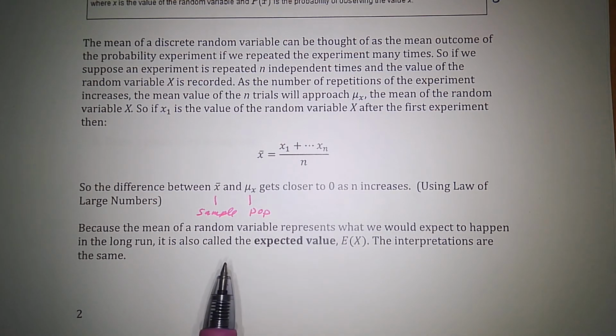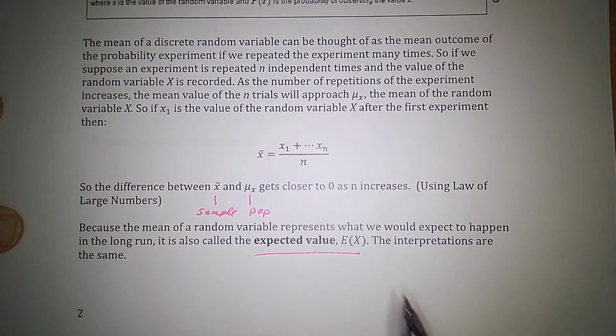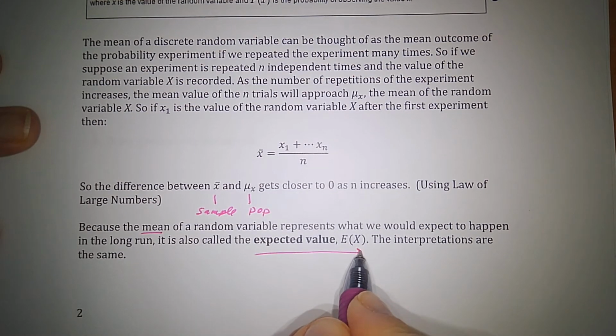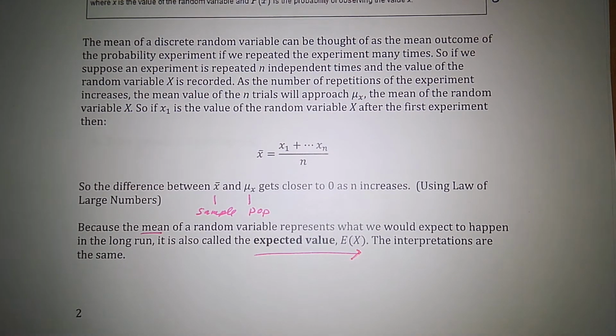Because the mean of the random variable represents what we would expect to happen in the long run, it's also called the expected value. The interpretation is the same. So if I ask for the mean, you could also say what would be the expected value in the long run.